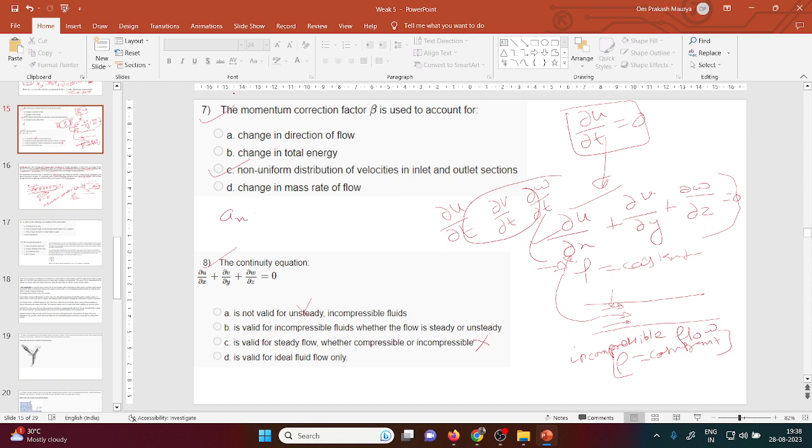Basically, when we derive the acceleration term, in that case we consider the temporal, that is the local acceleration, and the convective acceleration. But in case of the continuity equation, unsteady is given here, which is not supposed to be given here. So option B is correct. It is valid for incompressible flow and the flow is steady, not unsteady. So for question number 8, option B is correct.